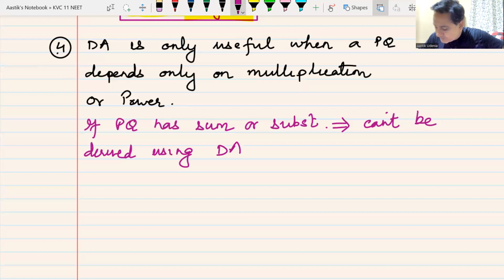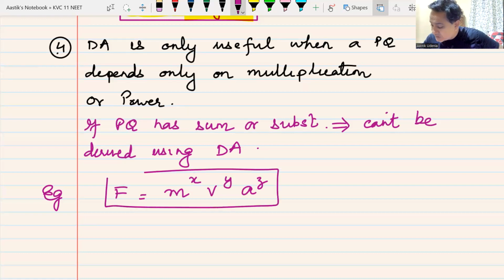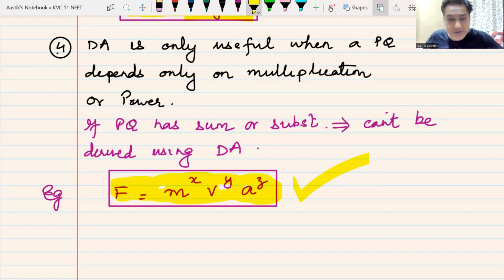What I mean by this is, for example, if I have F is equal to mass raised to the power of x, velocity raised to the power y, and let us say acceleration raised to the power of z. It depends on the multiplication of three quantities. Therefore, for this particular case, I would be able to derive the relation. I will not be able to get the number, but I will be able to derive the relation.